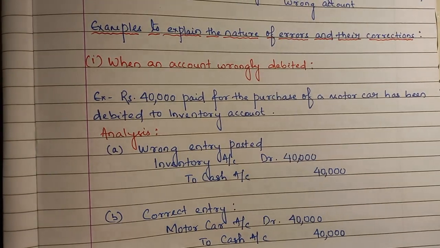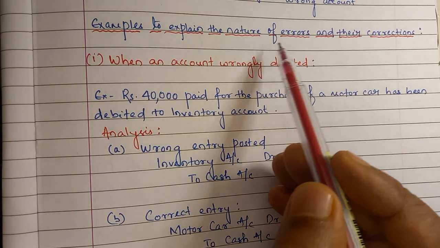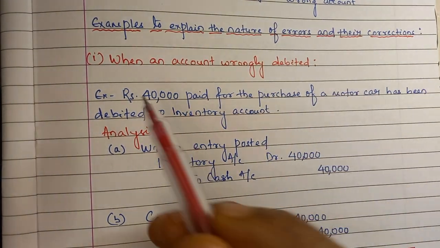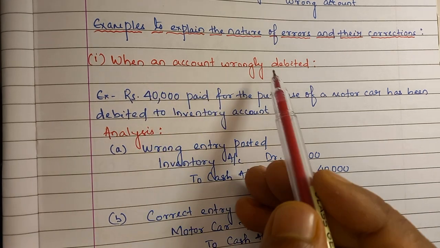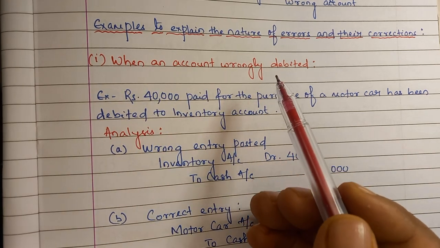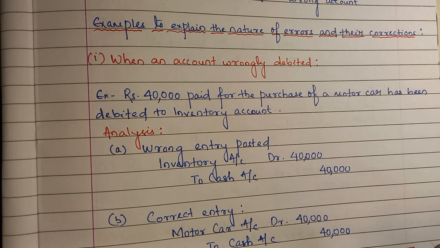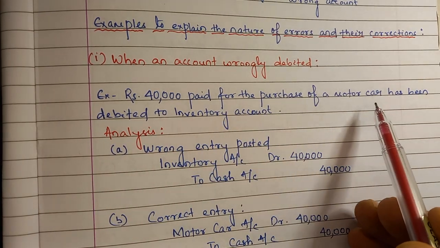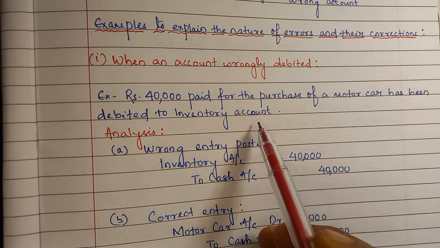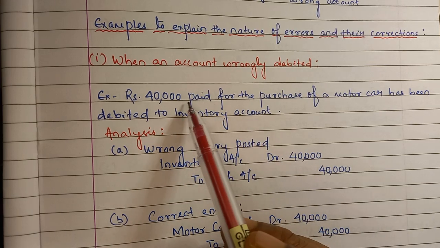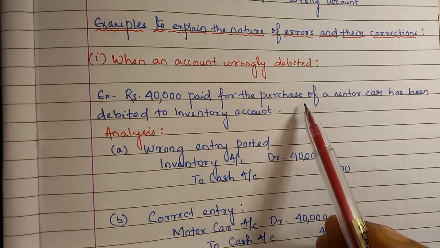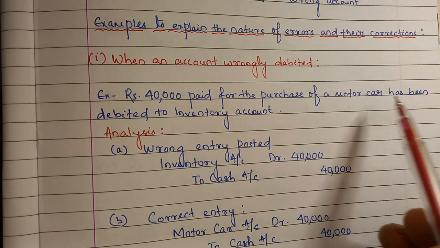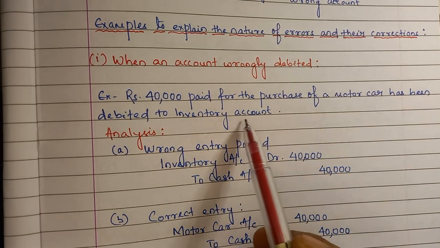So, examples to explain the nature of errors and their corrections. The first one is when an account is wrongly debited. When an account has been wrongly debited, how do you correct that? Let's take an example. Rupees 40,000 paid for the purchase of a motor car has been debited to the inventory account. So what has happened here? 40,000 paid. The company has purchased a motor car, right? But instead of motor car, it has been debited to the inventory account.